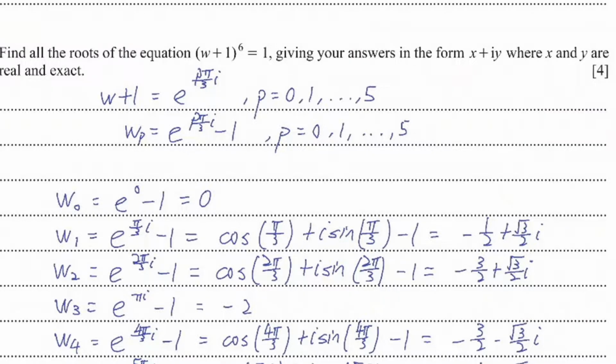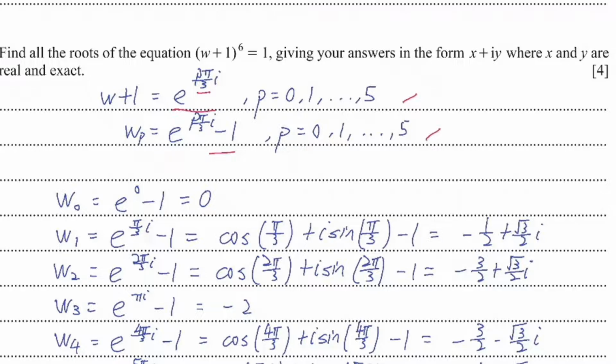So find all the roots of the equation (w + 1) to the power 6 equals 1, giving your answers in the form x + yi, where x and y are real and exact. Here we have to look at the w + 1. So w + 1 is equal to e to the power of 2pπi over n. We have n as 6 here, so that gives us pπ/3. The value of p here is from 0 to 5. Because we want to solve for w, we can move the 1 to the other side. So we get e to the power pπi/3 minus 1, where p is from 0 to 5.